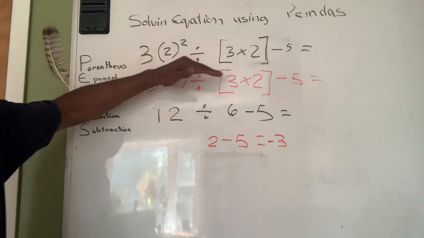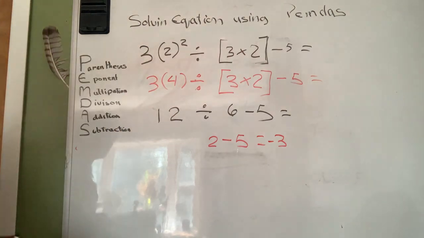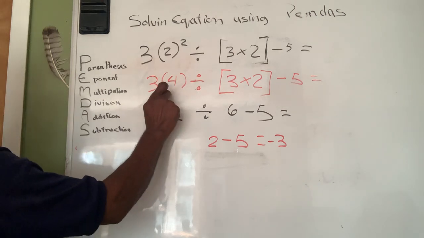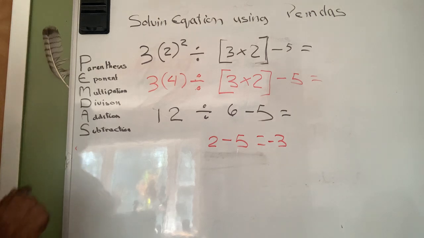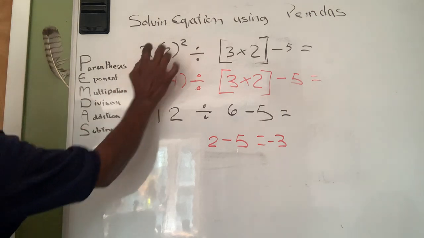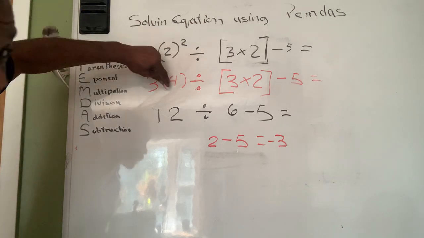Now we write this again, because since we have 2 sets of brackets, one here and one here, what we're going to do now is multiply, because this signifies 3 times 4.